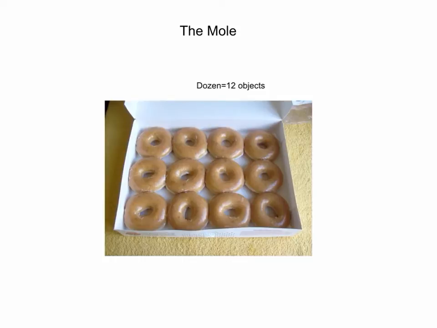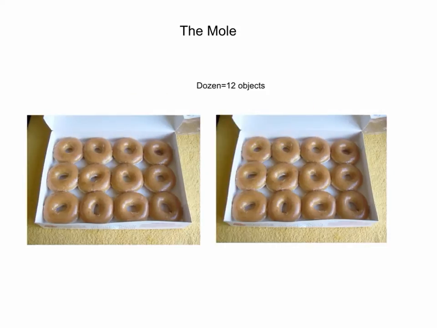Well, what if I have 2 dozen? Well, 2 dozen would be 2 times 12 donuts equals 24. So it's easy to do math with a dozen. A dozen is just a short way of saying that I have 12 objects.